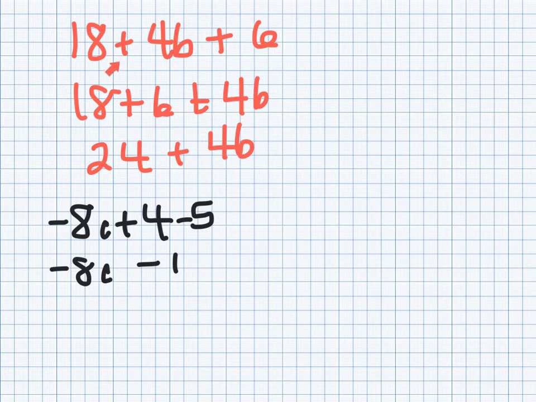Another example is 18 plus 4b plus 6. I just combine my like terms and I have 18 plus 6 plus 4b. 18 plus 6 is 24 plus 4b, and that is the end of that one. Another one is negative 8c plus 4 minus 5. Nothing to do with the negative 8c. And plus 4 minus 5 is negative 1. So our answer is negative 8c minus 1.